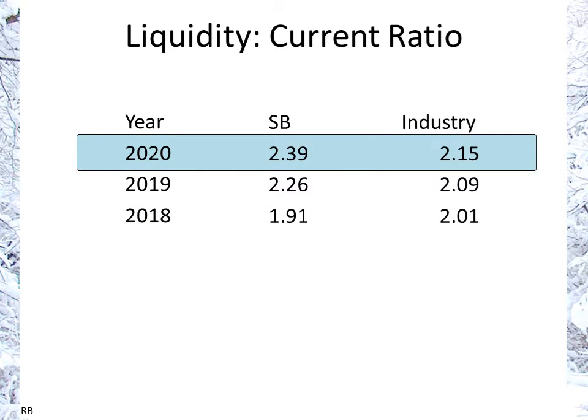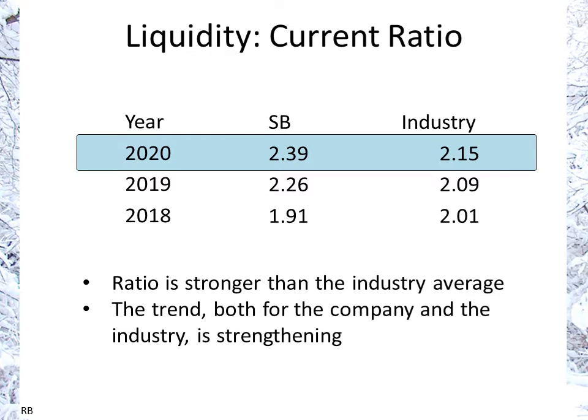Now you can compare this over time. First of all, the company itself here and the industry, so it's comparable. And what this shows is that the ratio is stronger than the industry average. So the trend both for the company and the industry is also strengthening, as we can see, going up.